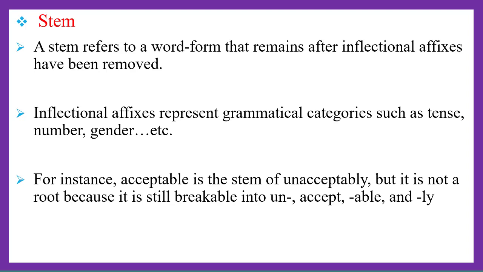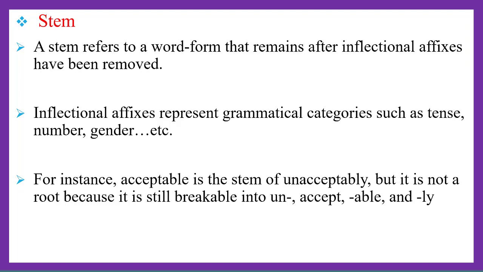A stem refers to a word form that remains after inflectional affixes have been removed. So when you remove affixes, you still have a stem. What is left is a stem. Inflectional affixes represent grammatical categories, such as tense, number, gender, etc. So those affixes that we add to a certain form, we add them for such a function, to deliver information about the tense, number, and gender of the word.